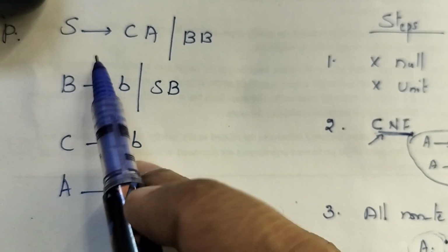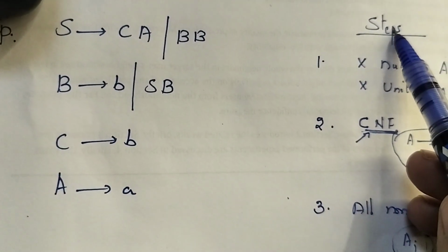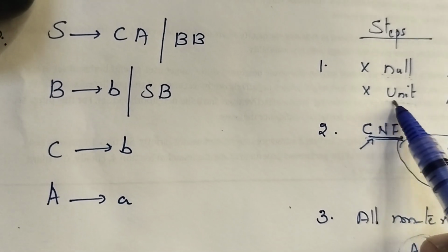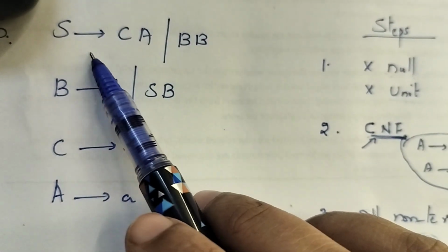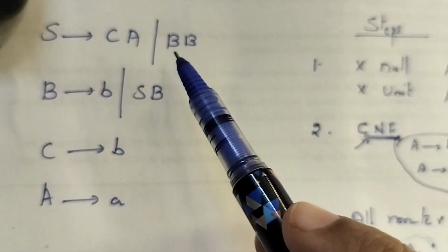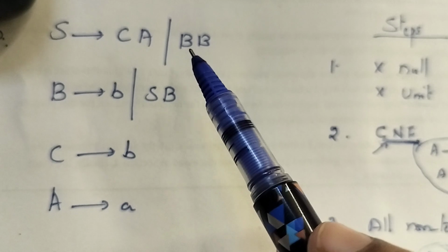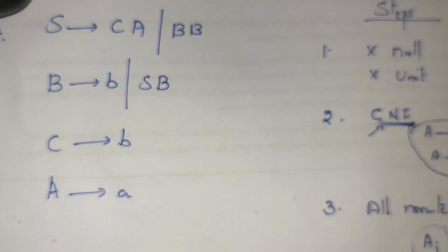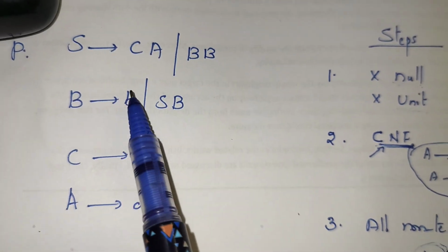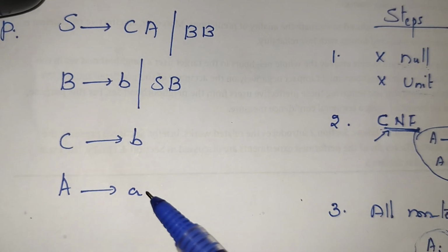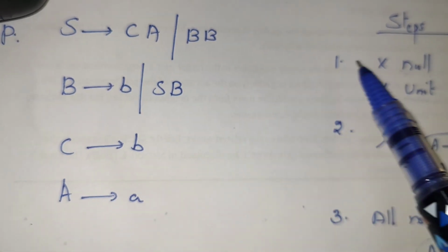First, according to our conversion, we need to check whether any null productions or unit productions are there in the given grammar. Here there is no null production. A gives epsilon, no epsilon, right? So no null production. If there exists any null production, first we should eliminate it. Then next is unit production. Are you able to see any unit production here? A gives B, right hand side only one non-terminal. There is no unit production in this grammar, right? So no need to do anything.